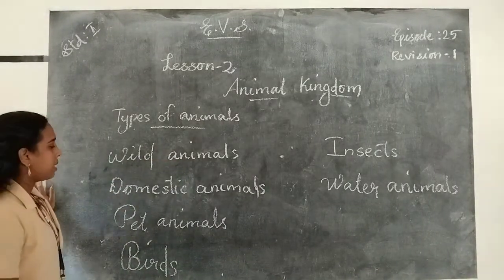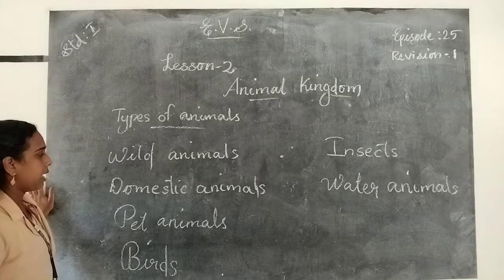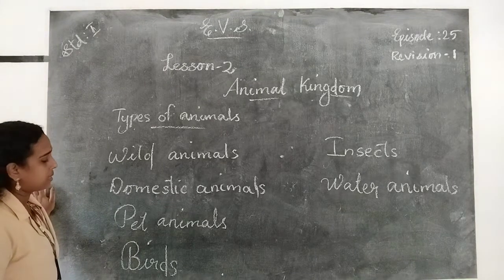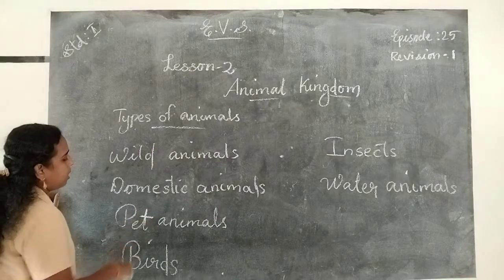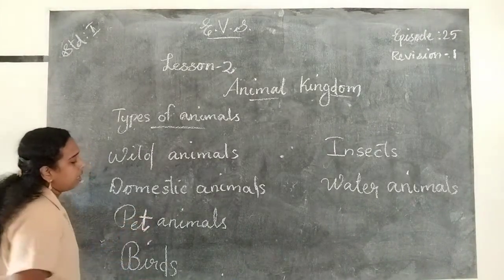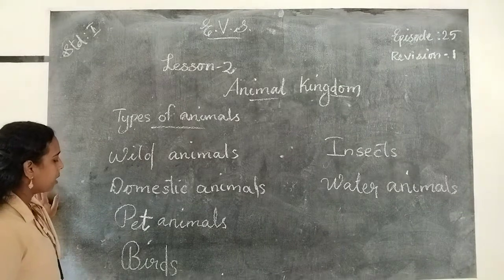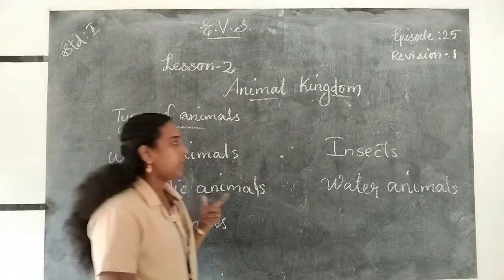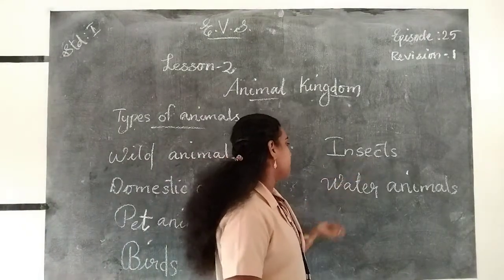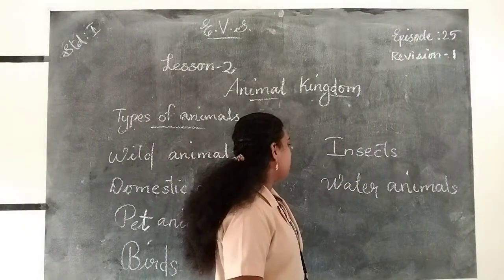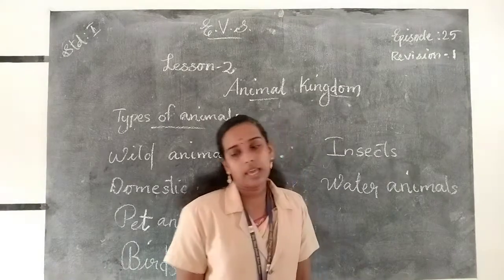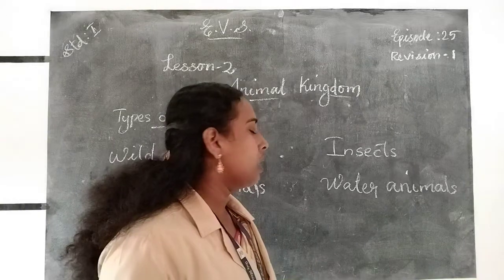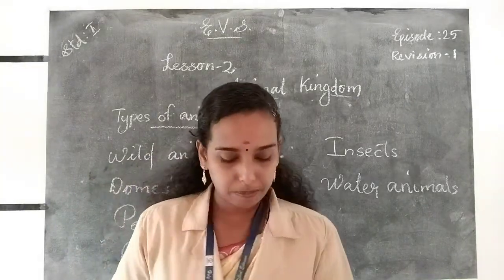Wild animals. Domestic animals. Then pet animals. Birds. Insects. And water animals. So these are the different types of animals.